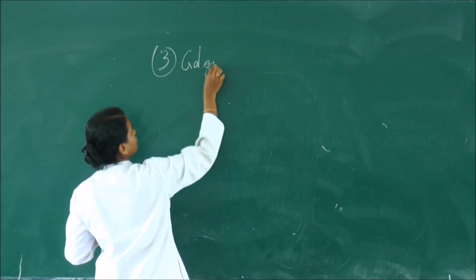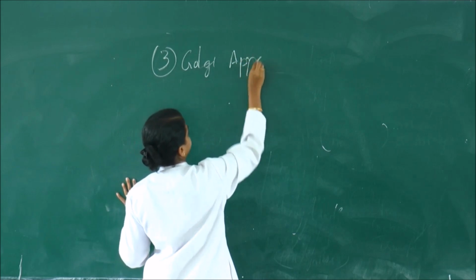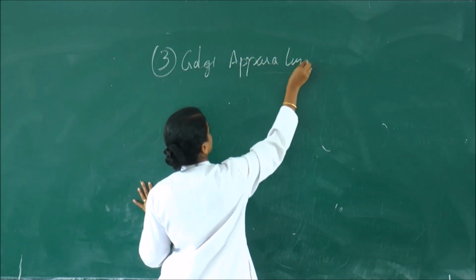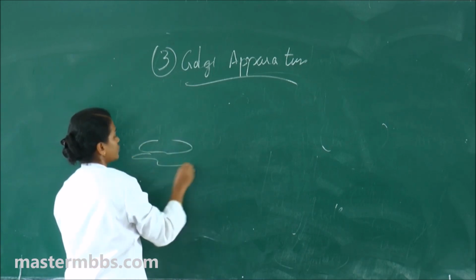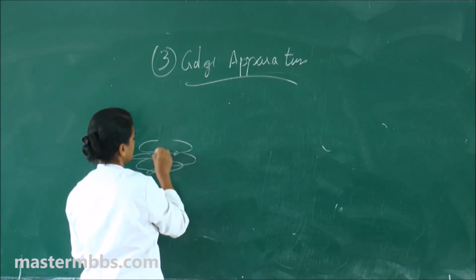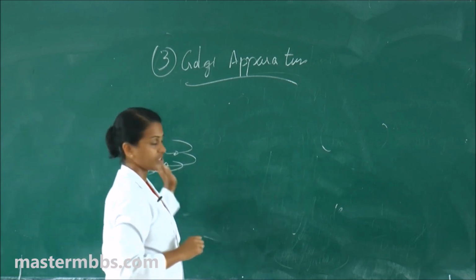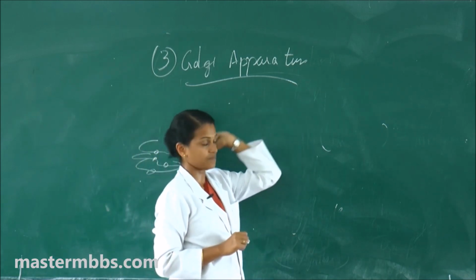Third one is Golgi apparatus. Okay, so the proteins which are being synthesized in the endoplasmic reticulum, what happens to those proteins? That is where your Golgi apparatus comes in.